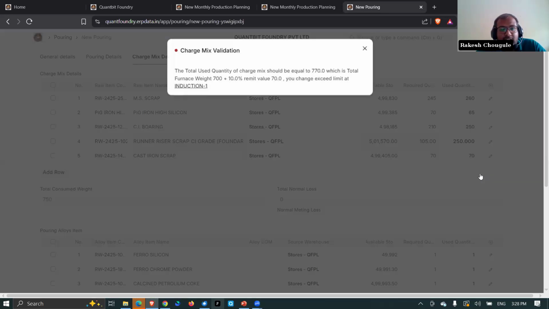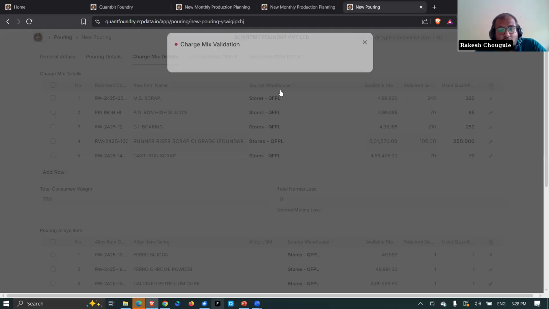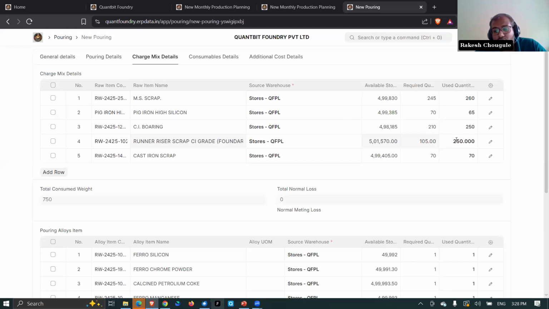Now there will be a message pop up, you can see here. The furnace capacity is 700, plus we configured a maximum of 10% more that we can allow, so there will be 770 kg. If there is excess production with respect to that particular furnace, I am not allowed to enter or submit the entry. So I have to reduce it here, then only I can save my entry.